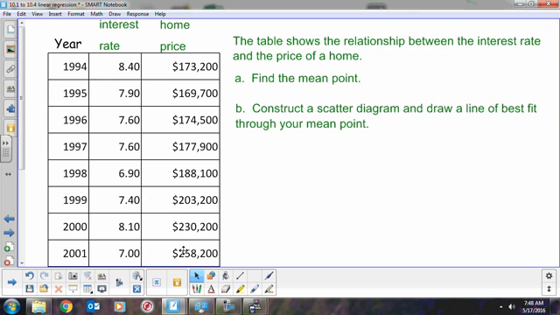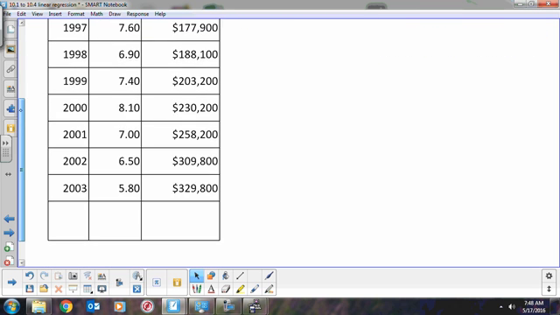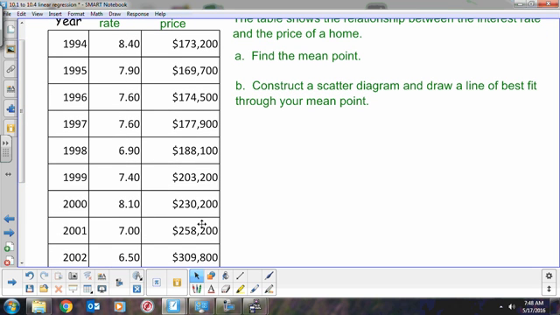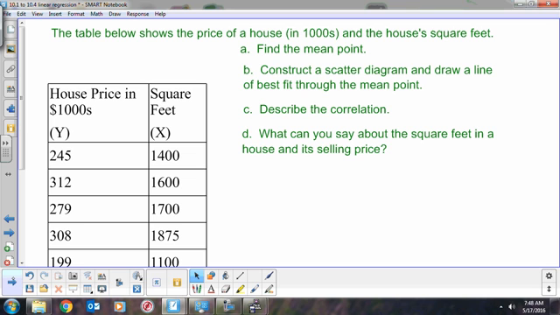Why would that be interesting? What happened in 2009, 2010, 2011? 2008. Oh, there's a big market crash in the real estate market. Okay? So interest rates were at an all-time low, and housing prices were at an all-time low. So that would have been an interesting IA.